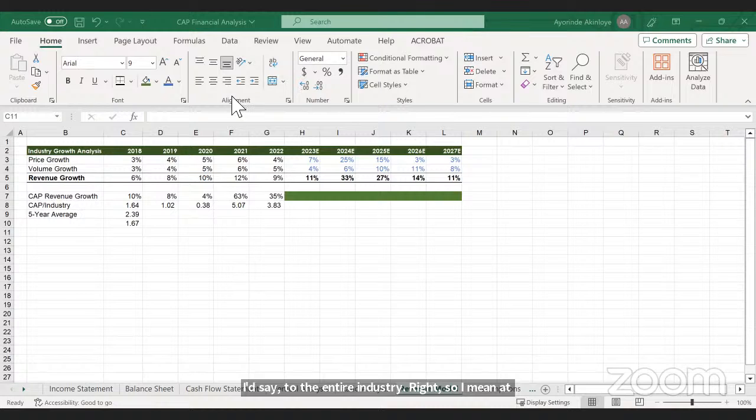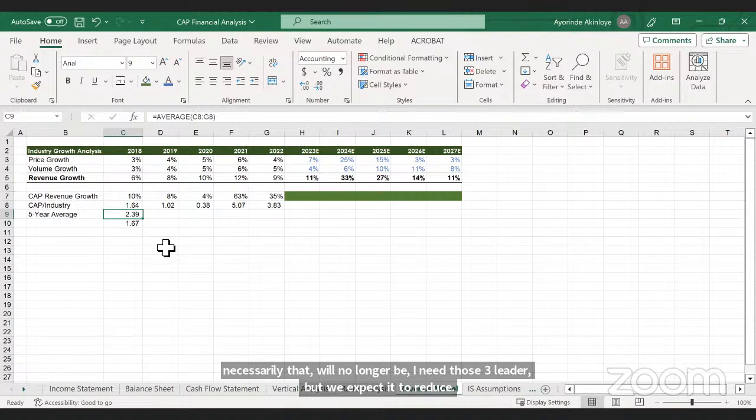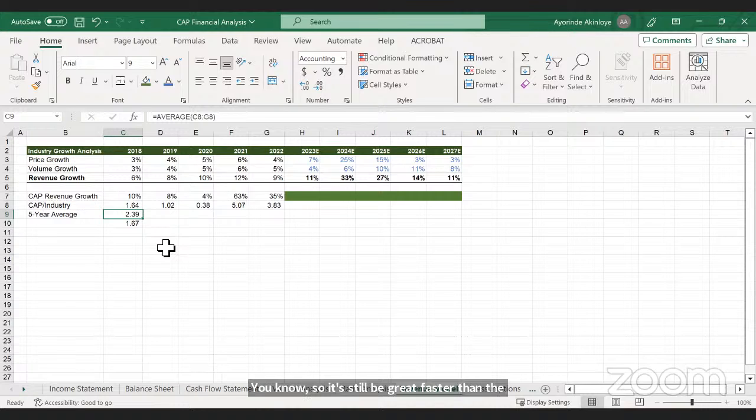Historically, based on the data we have here, CAP has been growing at 2.39 times the growth rate of the entire industry because it is an industry leader and it controls the industry, right? Based on our assumption, we expect CAP's grip on the industry to reduce. Not necessarily that it will no longer be an industry leader, but we expect it to reduce. So it will still be growing faster than the industry, but the rate at which it is growing faster than the industry will reduce, right?